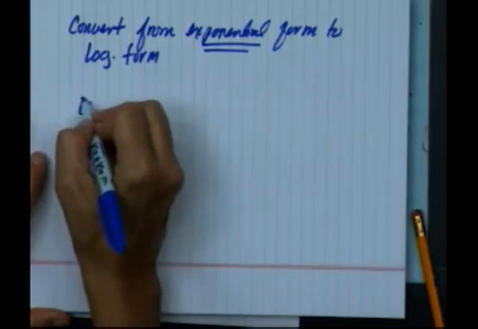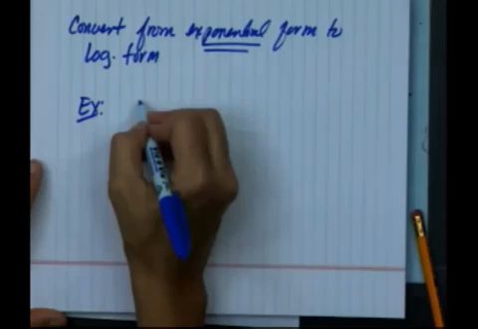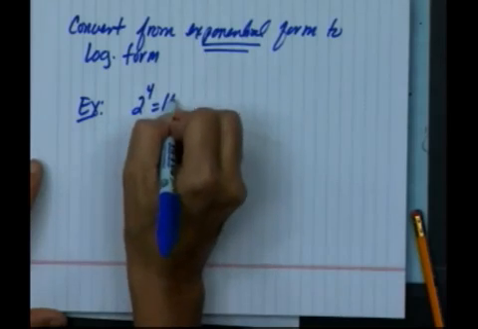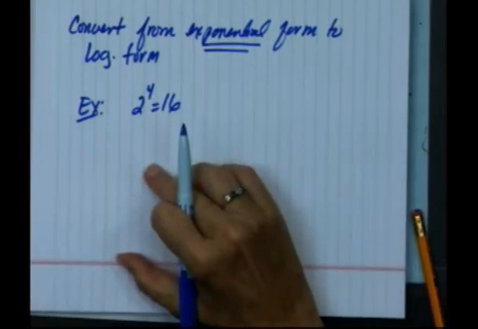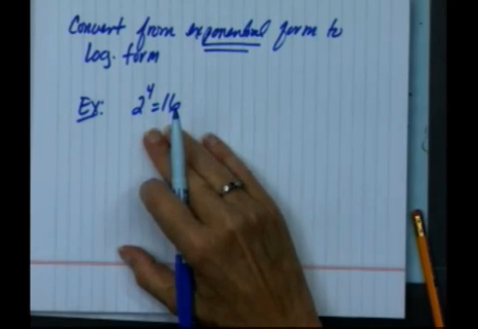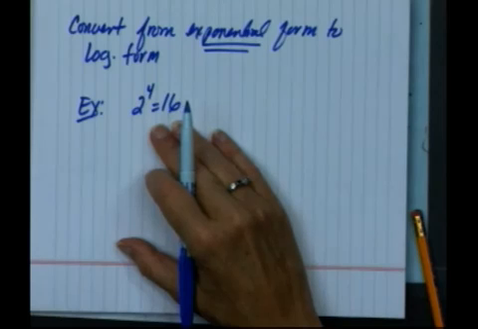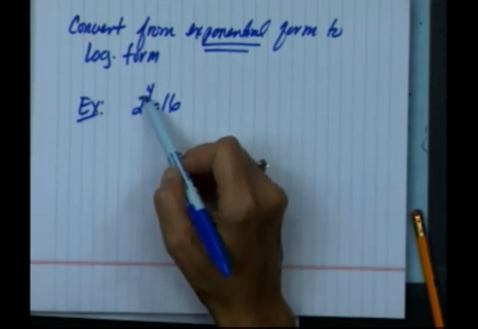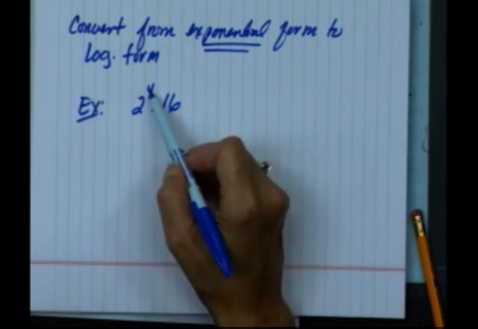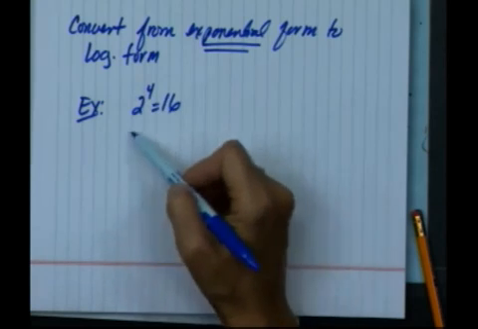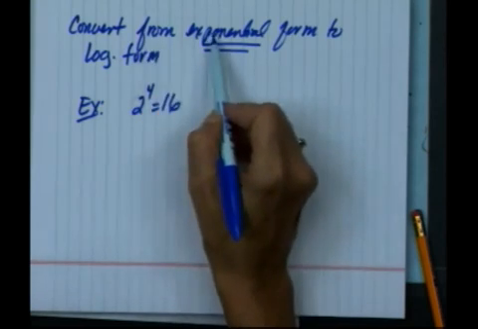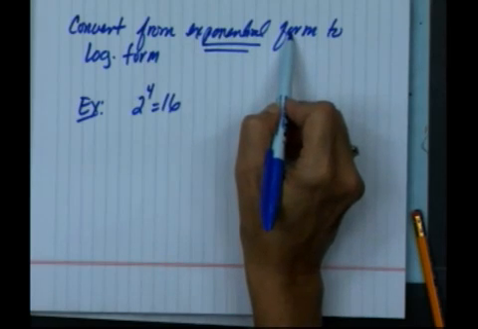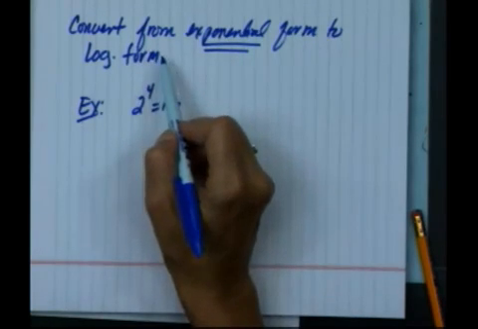Okay, here's the example. We'll take something pretty easy. 2 to the 4th equals 16. That's an exponential equation. Why is that called an exponential equation? Because it has a value raised to the power. Yep, it's got a value, namely 2, raised to an exponent. This is an exponential equation. Convert from exponential form to logarithmic form.